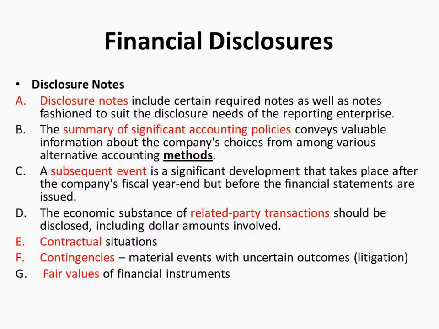Make sense? So you're always going to see two overall categories. The first is the summary of significant accounting policies, and the second is going to be what I call other notes. And under other notes, there could be a whole plethora of things. I'm just giving you one idea of what can be in other notes. Yes?